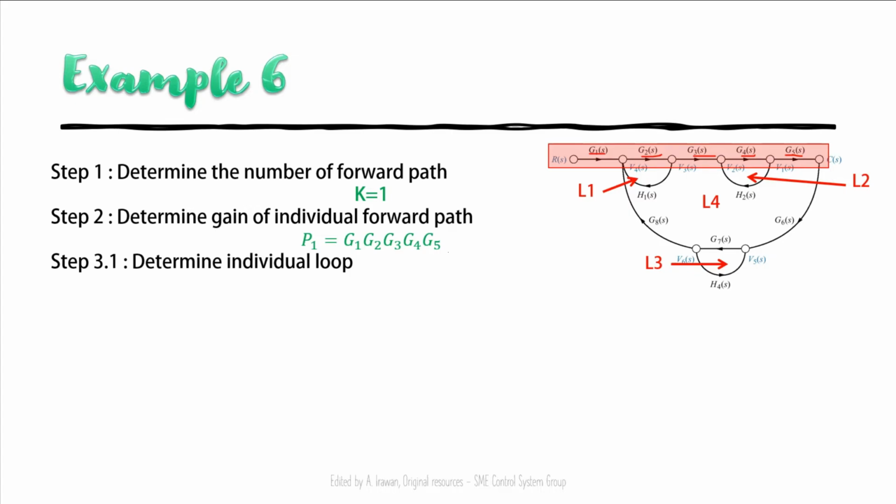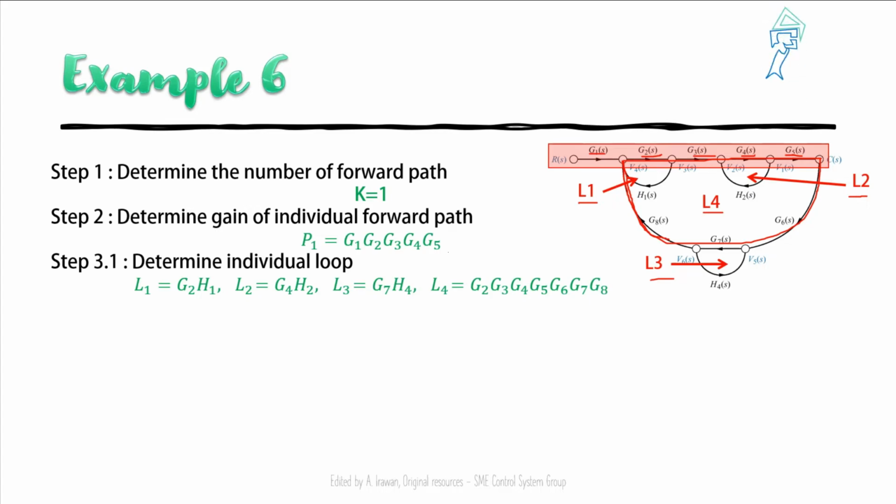Next, the individual loops, as I marked just now, and I label here L1, L2 and L3, individual loops. And L4, don't forget L4, because L4 is from here, including some of the forward path components, G2, G3, G4, G5, G6, G7 and G8. That one is for L4.